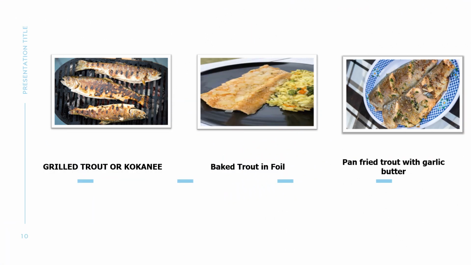These are three examples of how we can cook tiger trout: grilled trout, baked trout in foil, and pan-fried trout with garlic butter. That's it.